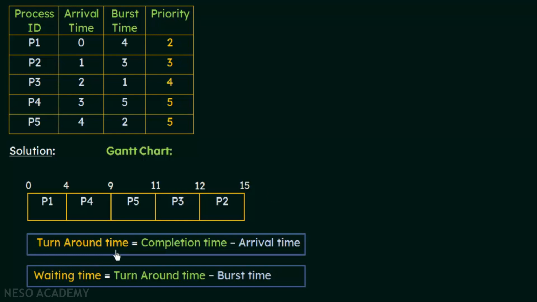So the turnaround time is the completion time minus the arrival time. So we need to see when a process completed its execution, and from that if we subtract the arrival time, then we get the turnaround time. And the waiting time is the turnaround time that we calculated here minus the burst time. That will give us the waiting time. So let us calculate the turnaround time and waiting time for all these processes one by one.